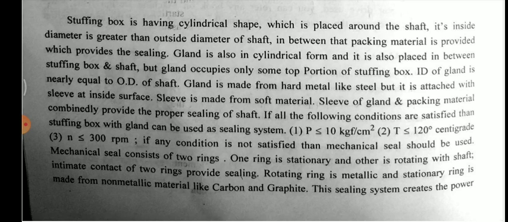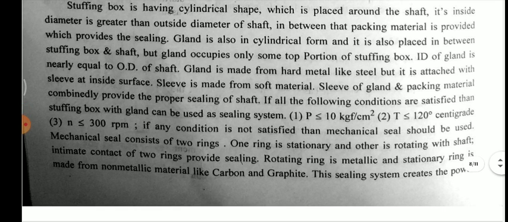First, for the mechanical sealing system, the first condition should be followed, that is P is less than or equal to 10 kg per centimeter square. It has a temperature range T less than or equal to 120 degrees centigrade. And the third one is that the speed should be less than 300 rpm. If any condition is not satisfied, then the mechanical seal should not be used.